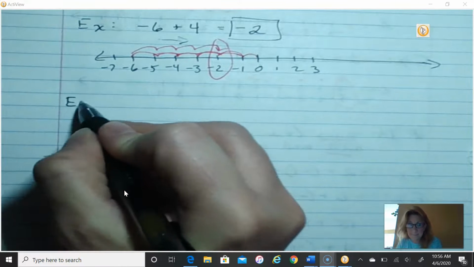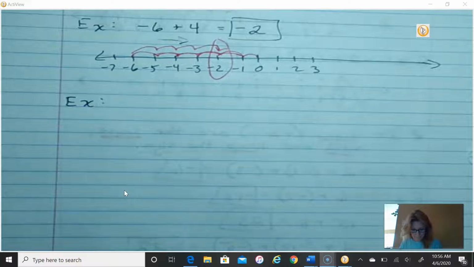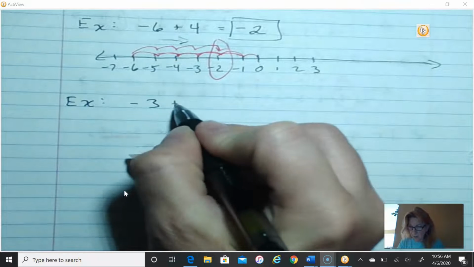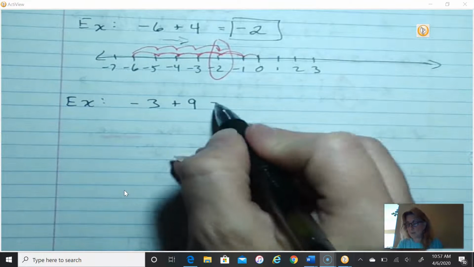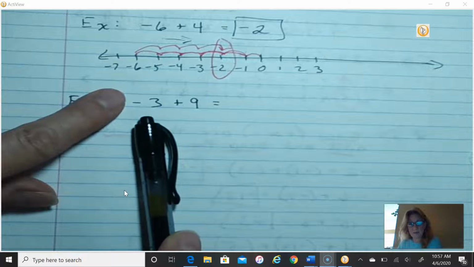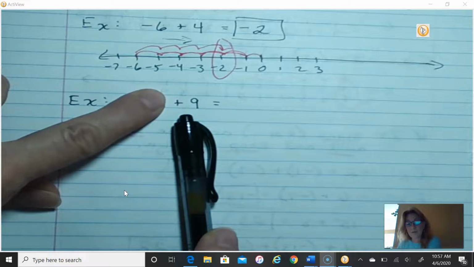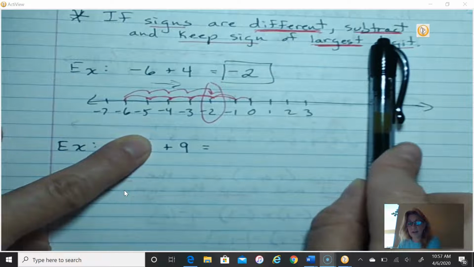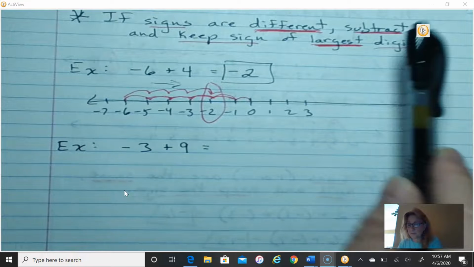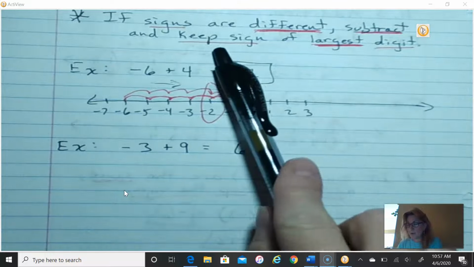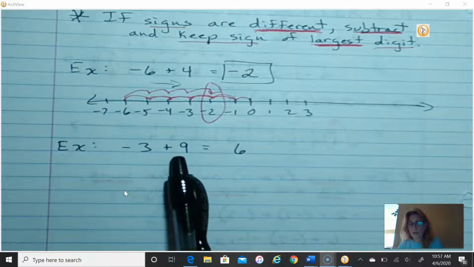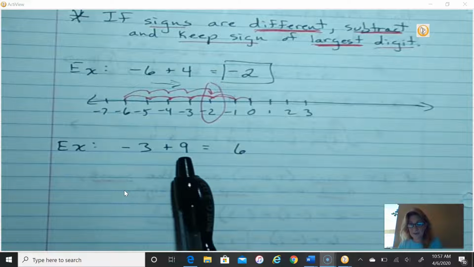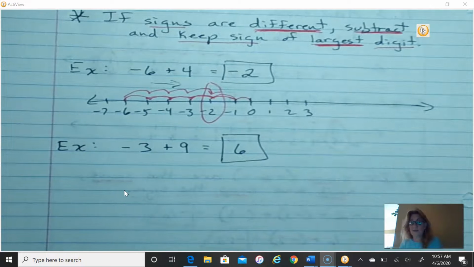Let's do another. Negative 3 plus 9. Okay, this is a negative. That is a positive. The signs are different, so we're going to subtract. 9 minus 3 is 6, and we're going to keep the sign of the largest digit. The largest digit is 9. See how that's larger than 3, right? The 9 is positive, so the answer is positive.